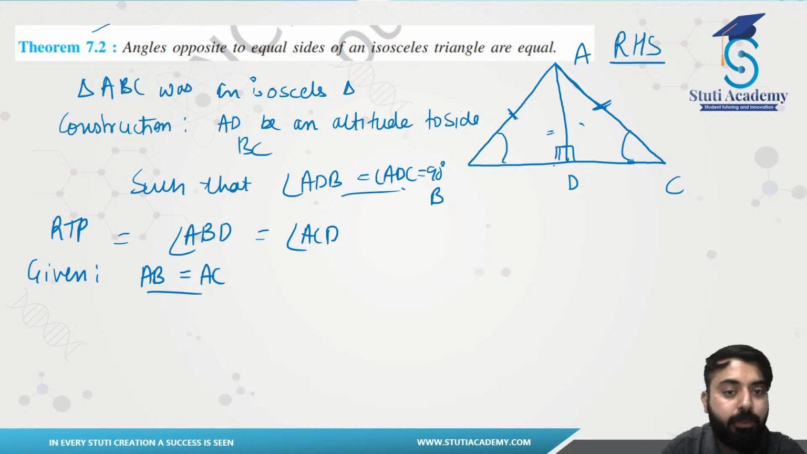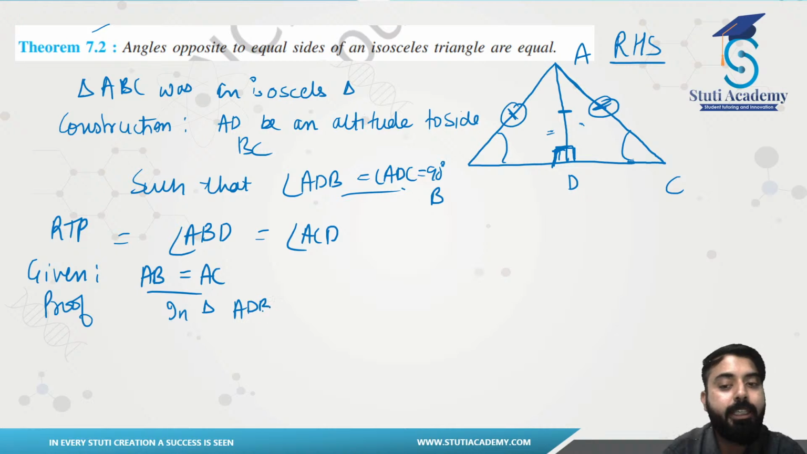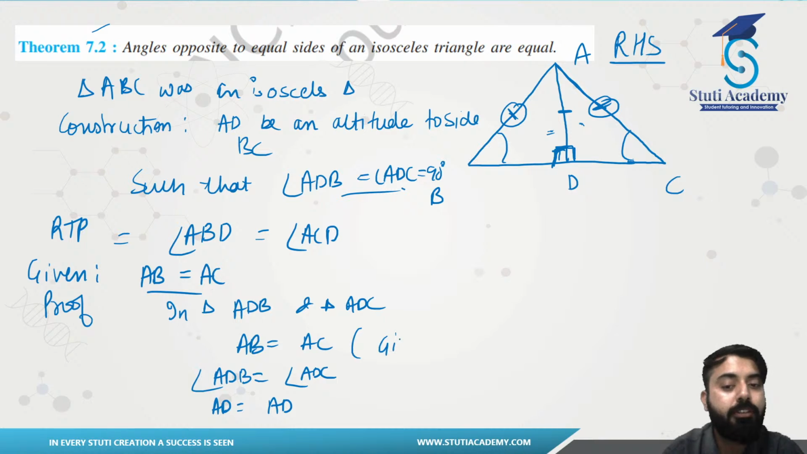So guys, see, the side opposite to your right angle is always your hypotenuse. Now guys, know your hypotenuses are already equal. You guys see, this side will be common and these two angles are 90, so they will be equal too. So if I just come to the proof, I know in triangle ADB and triangle ADC, I know AB is equal to AC, I know angle ADB equals angle ADC, and I also know this AD is equal to AD. Now guys, see, this is given, this is 90 each, and that is common.